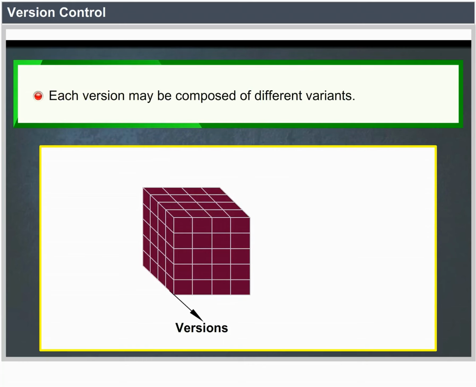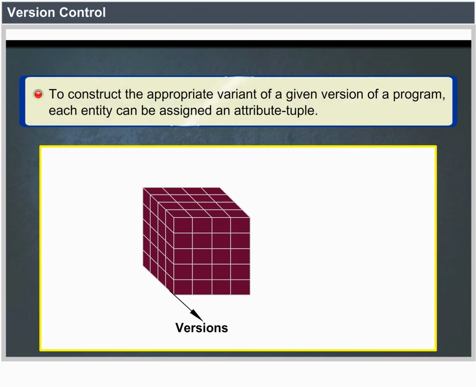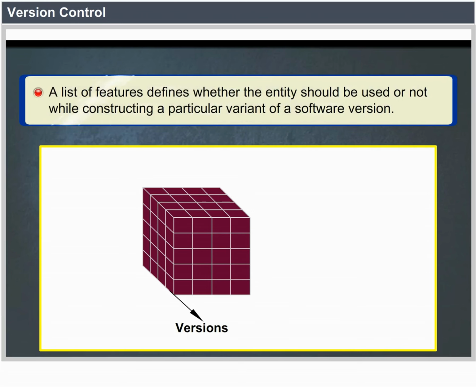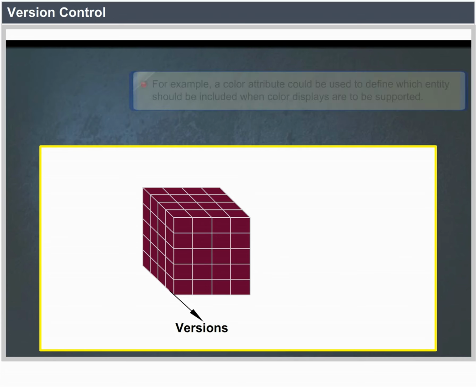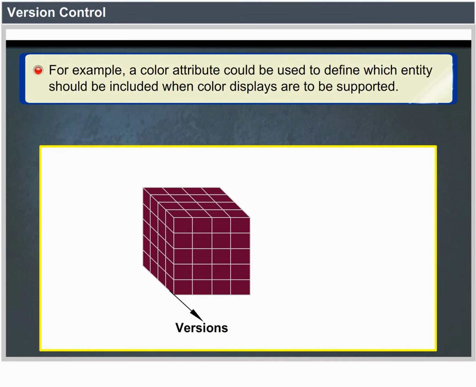To construct the appropriate variant of a given version of a program, each entity can be assigned an attribute tuple, a list of features that will define whether the entity should be used when a particular variant of a software version is to be constructed. One or more attributes are assigned for each variant. For example, a color attribute could be used to define which entity should be included when color displays are to be supported.